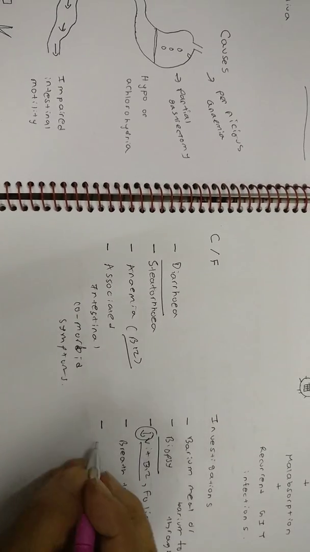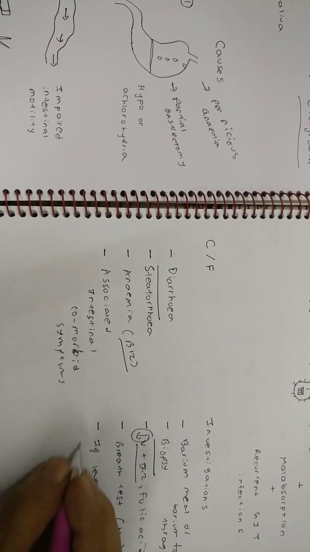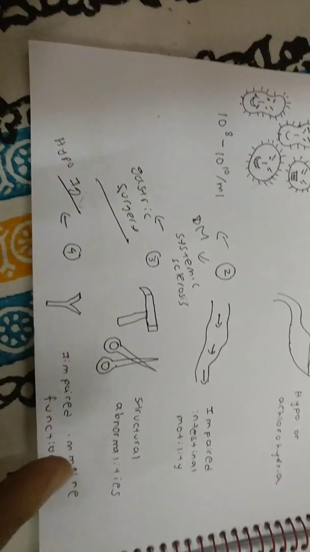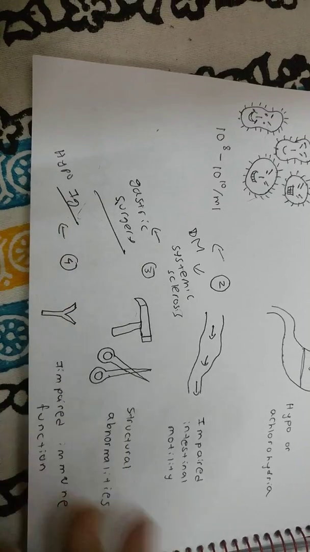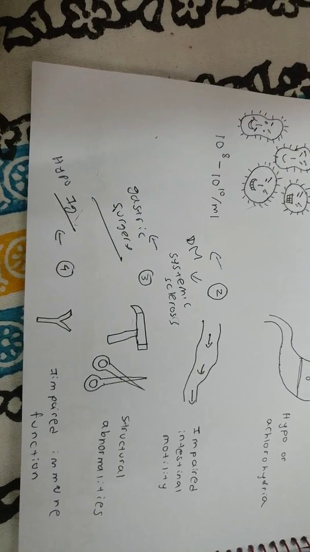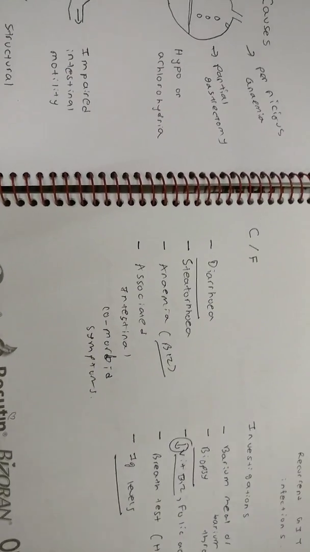And lastly comes the immunoglobulin levels. Since we have already discussed that due to the impaired immune function like hypogammaglobulinemia, there occurs increased production of the bacteria. Therefore we have to take the immunoglobulin levels.